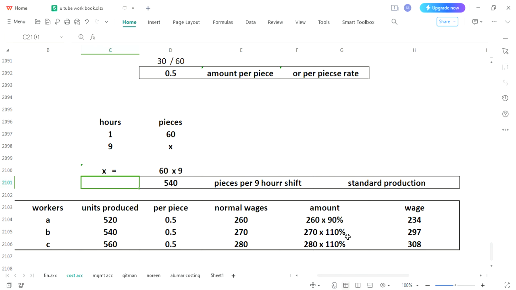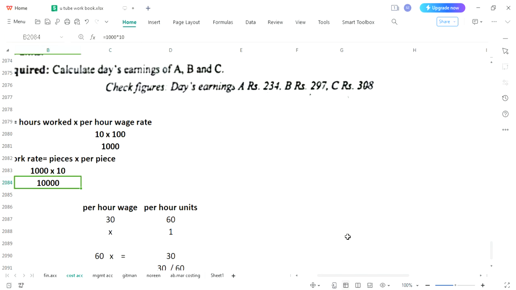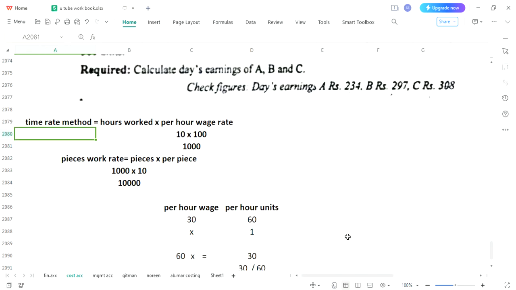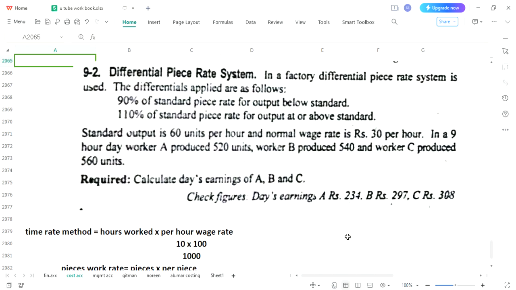So now our question has ended. All answers are matched without interfering, without editing, without any change. Our question has been completed.